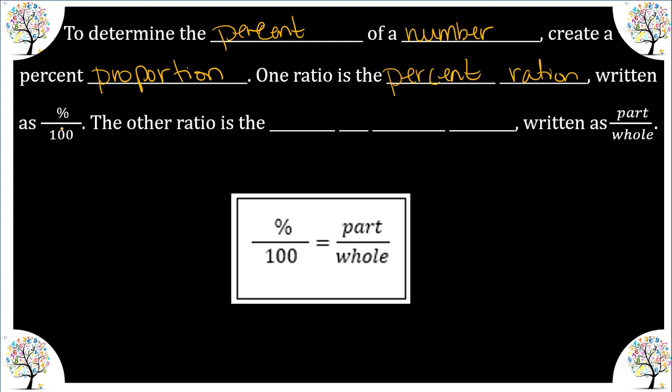The other ratio is the part to whole ratio, written as part over whole. So it's always the part compared to the whole. So when we put this all together, so we have our percent as a ratio and then our part to whole ratio, we put those together to create our percent proportion.